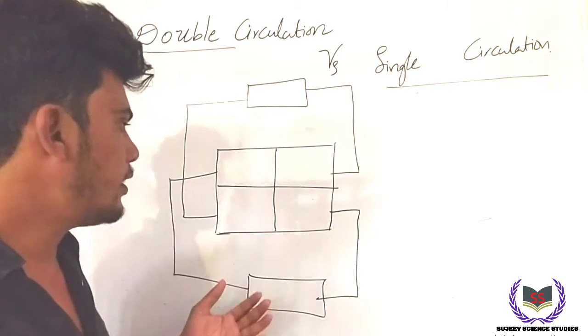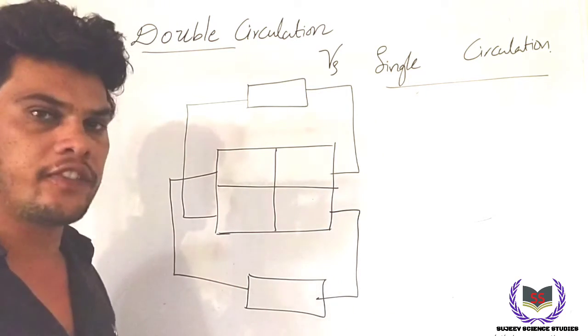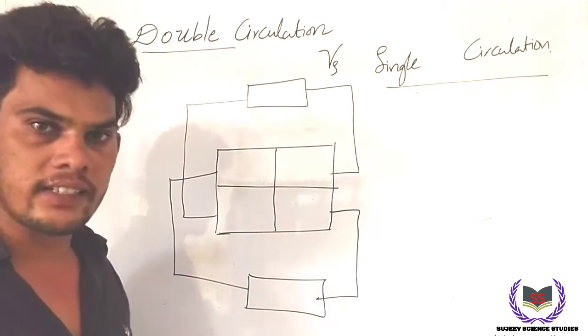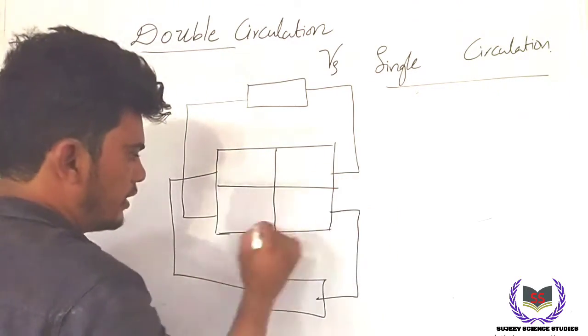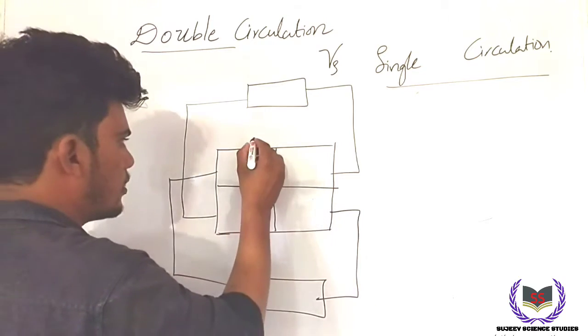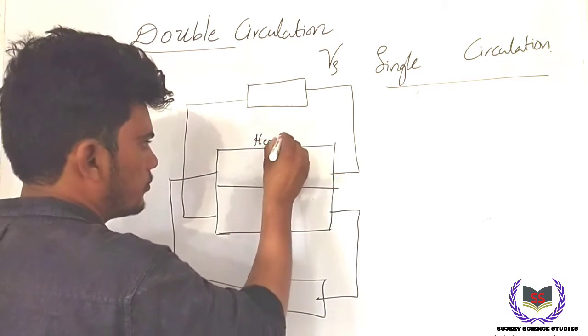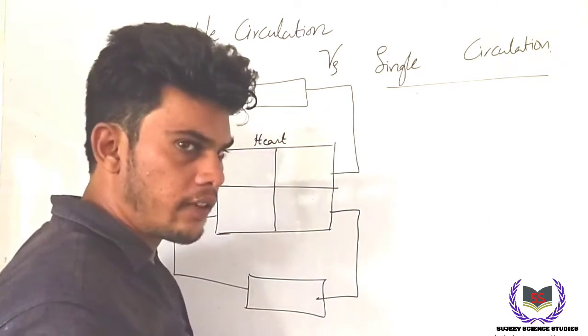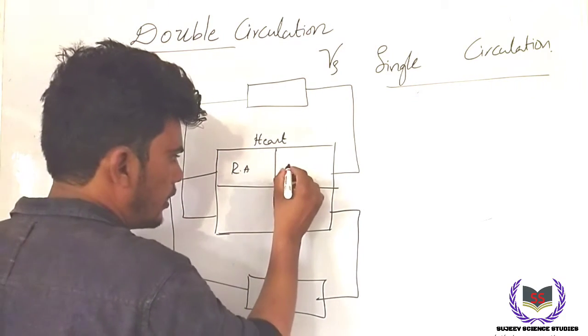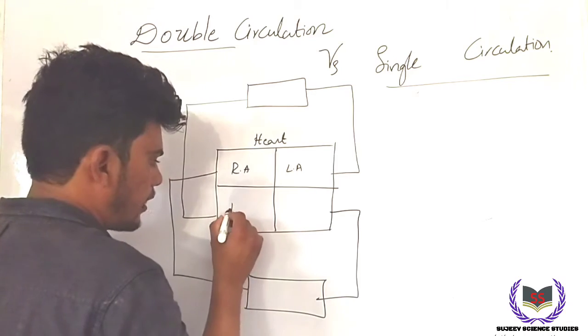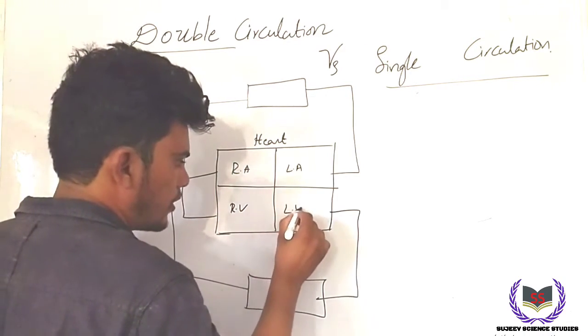Just look here, it is an imaginary rough diagram of the heart, lungs and body parts. This box indicates the heart. These are the four chambers of the heart. We know it is the right auricle, the left auricle, the right ventricle, and the left ventricle.